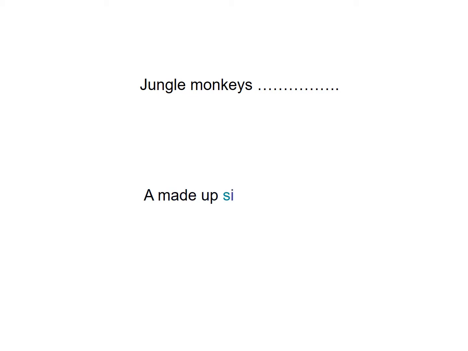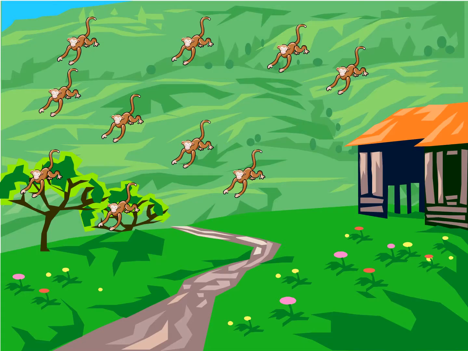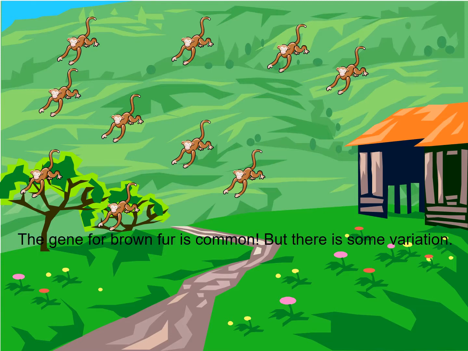It's a made-up hypothetical example of some monkeys, any old monkeys, any old jungle. Now here we've got some monkeys in the jungle, which are all brown. All of them are brown. There's very little variation, so the allele or the gene frequency for this particular characteristic is extremely common. It doesn't mean it's fixed, it doesn't mean it's set in stone, because every so often you may well get a mutation where you may get a different fur colour or slightly different fur colour.